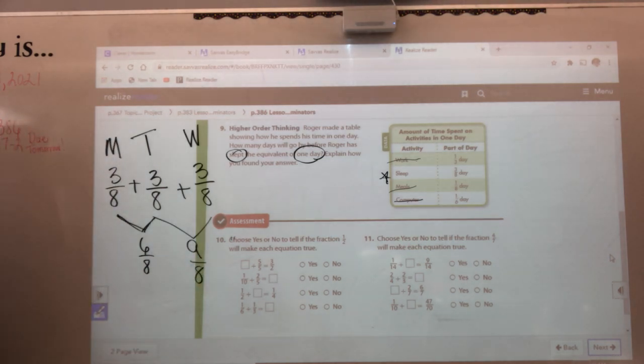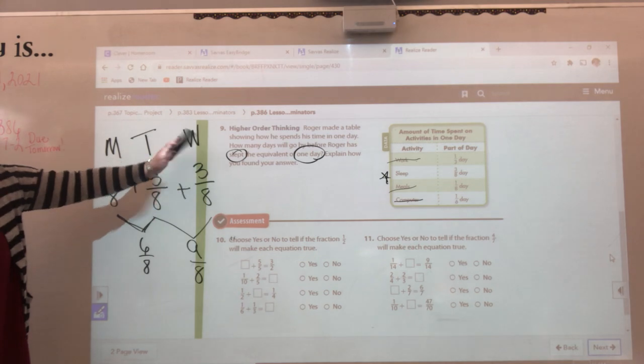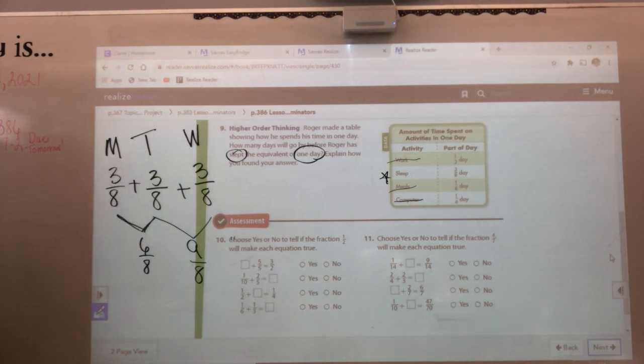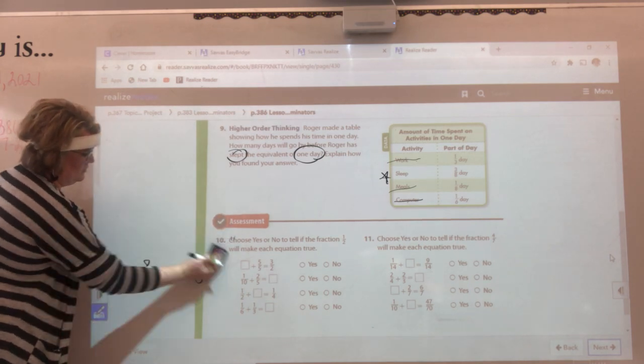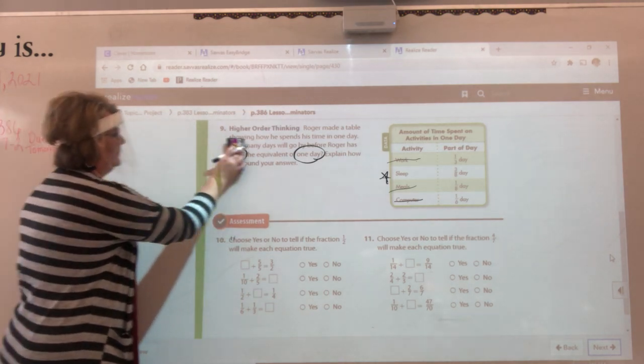Why do you say yes? Because it's over. It's over 8/8. So how many days did it take him to sleep a whole day? 3. There's your answer. 3 days. That's what I said.